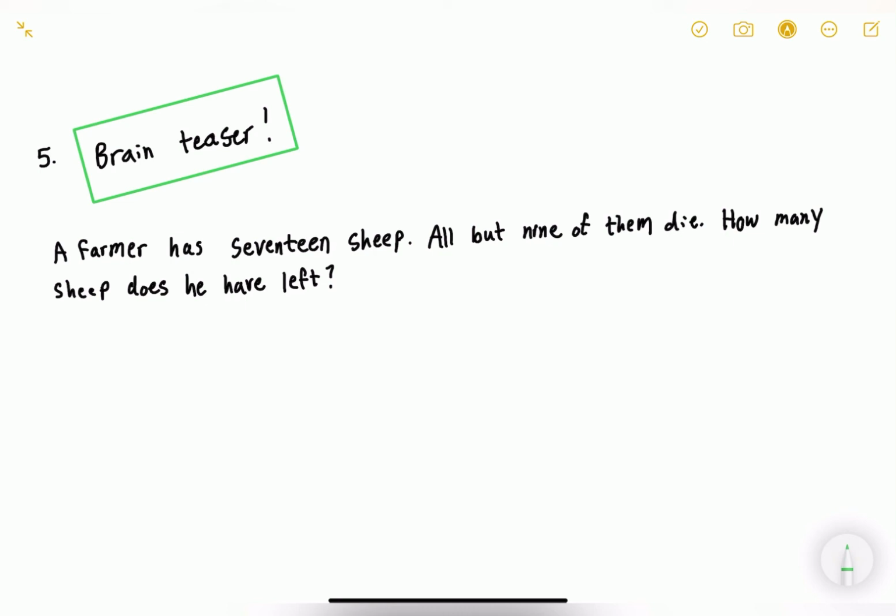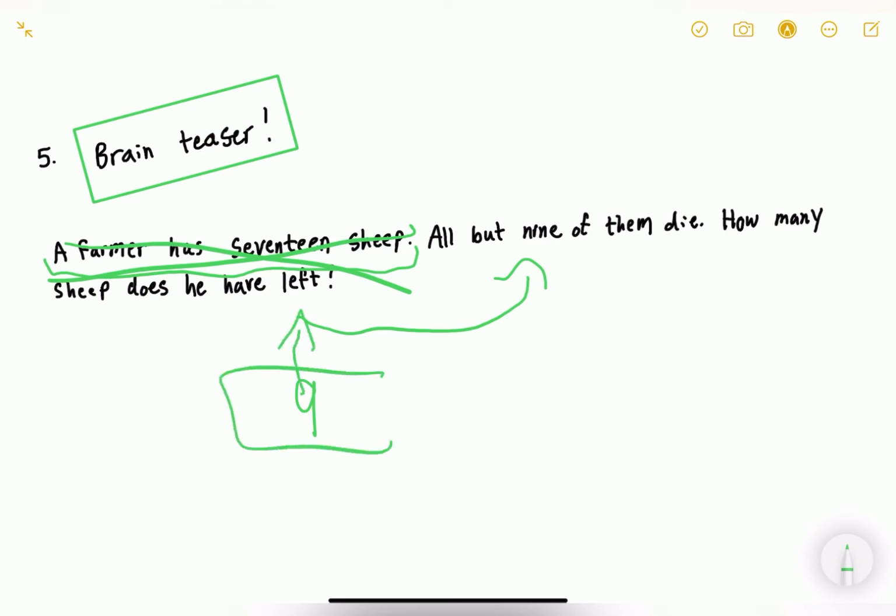So the question says, a farmer has 17 sheep. All but 9 of them die. How many sheep does he have left? This is pretty simple, so we don't really need to even extract it. This is irrelevant to the question right now. All but 9 of them die. How many sheep does he have left? It's literally just asking you to pay attention to the question. It says all but 9 of them die. It means he has 9 left. So our answer is simply 9.